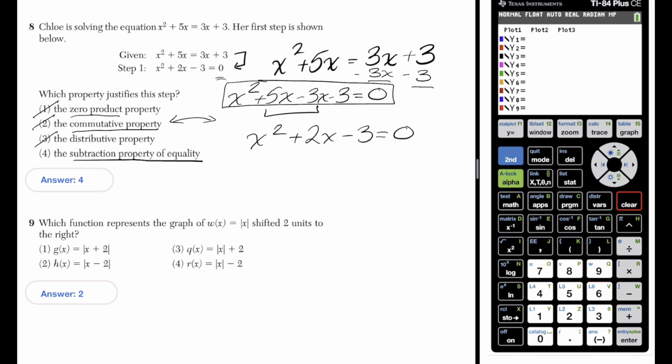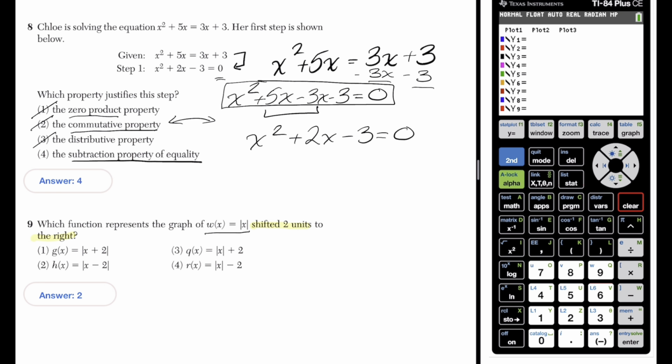All right, with the next one, that's why I have the calculator here. You can see it's already set to y equals, because we need to figure out which one of these functions represents a graph where w of x is equal to the absolute value of x, but I want it shifted to the right. Okay, now if you don't remember what happens with absolute value, this is one of the things that I usually do. For y equals, I'm just going to put absolute value of x. We're going to just start with that one.